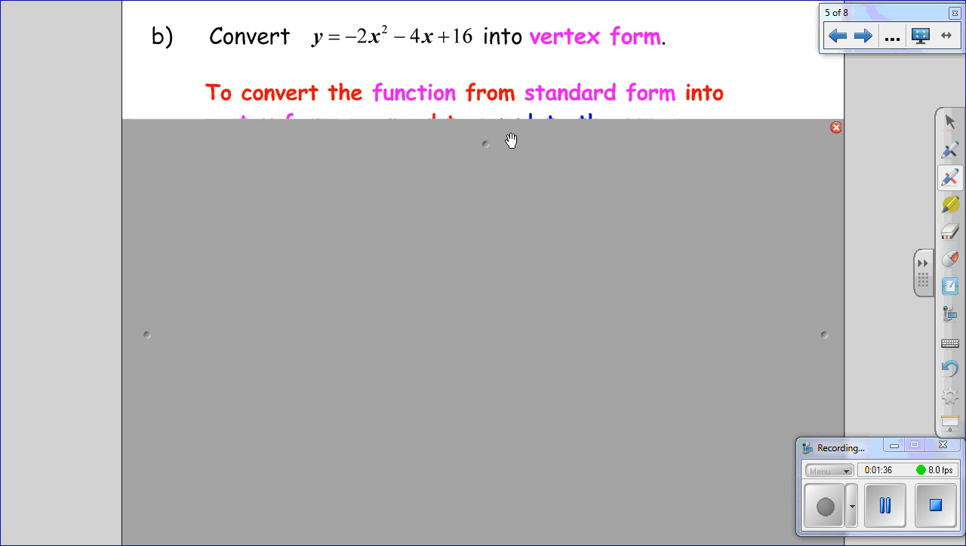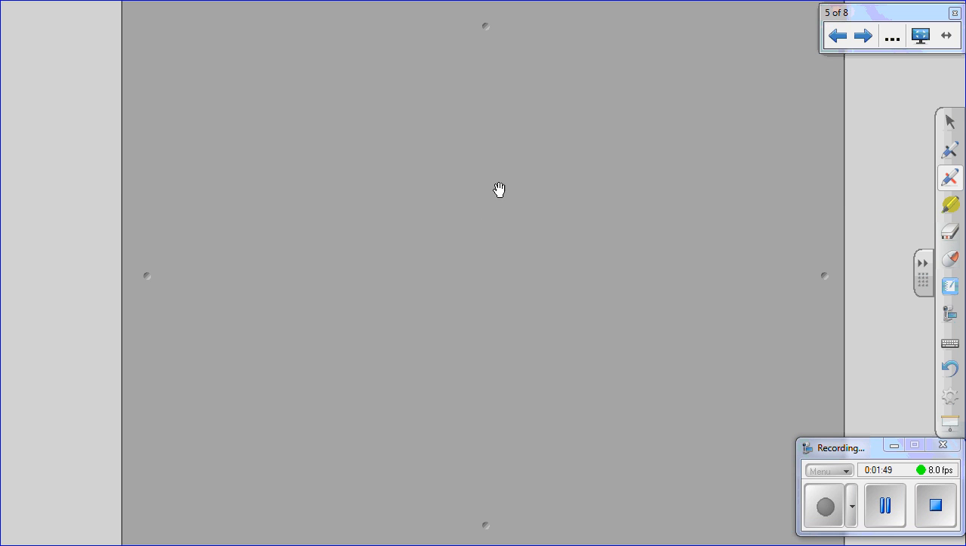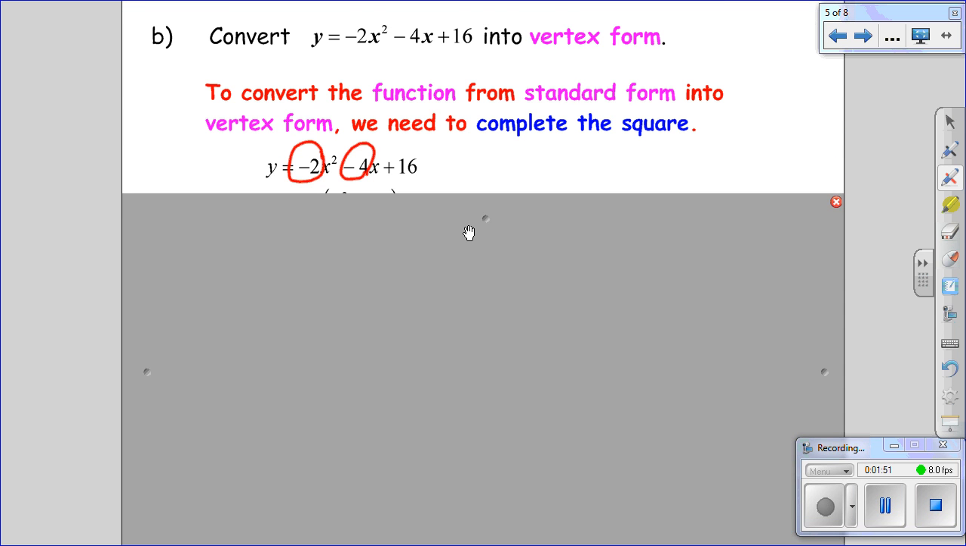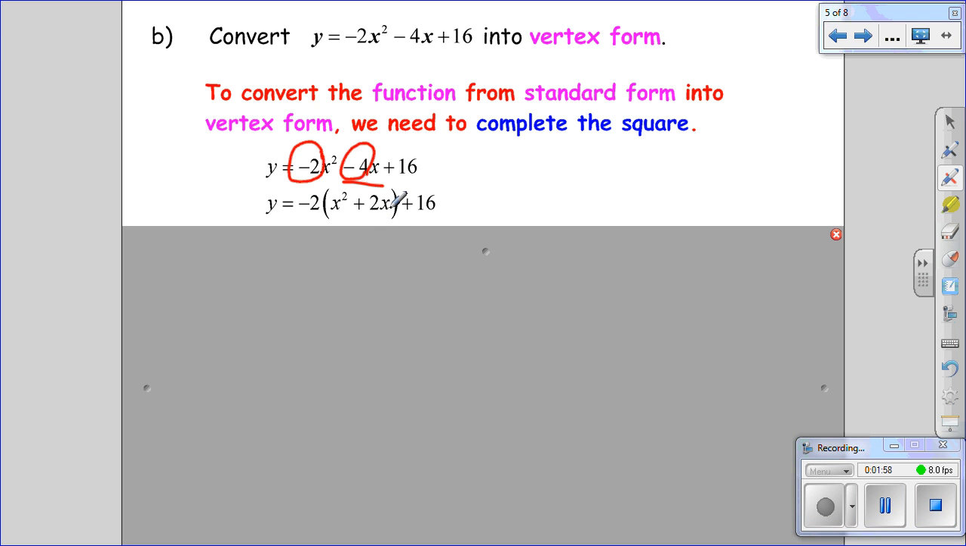Now, if I want to convert this into vertex form, I need to complete the square. So again, I need to pull this negative 2 out of the x squared term and the minus 4x term. So when I divide negative 2x squared by negative 2, I end up with x squared. And when I divide negative 4x by negative 2, I end up with positive 2x. And now I have to complete the square.